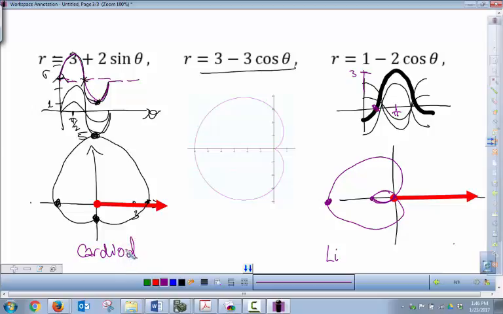Cardioid, O-I-D, cardioid. So these are examples of cardioids. And this is a French word with a C that goes down underneath. Anybody here speak French? So how do you say this word? Limaçon. Or if you're American, you say limacon. It's limaçon.